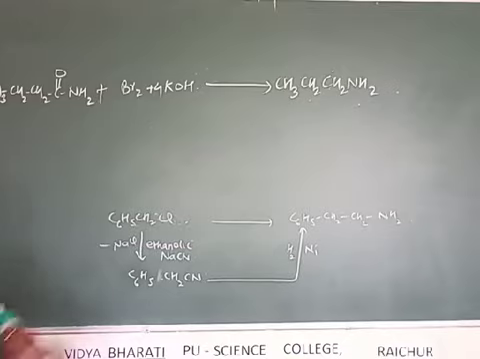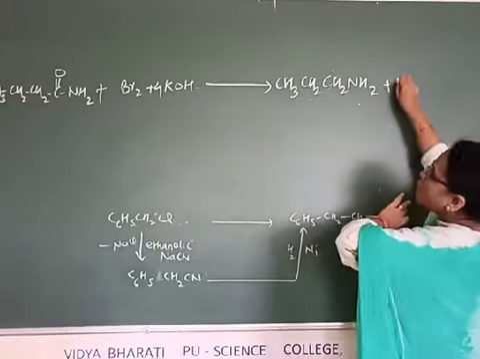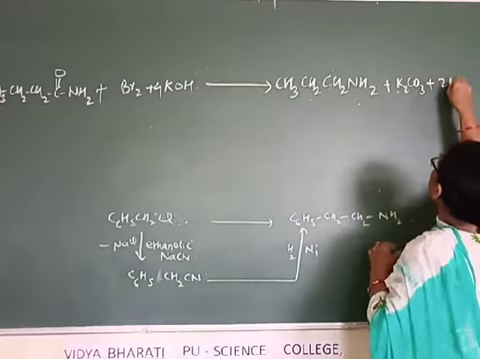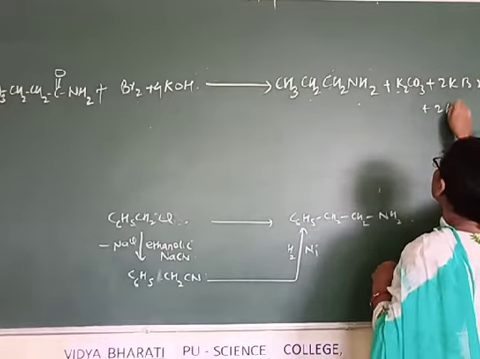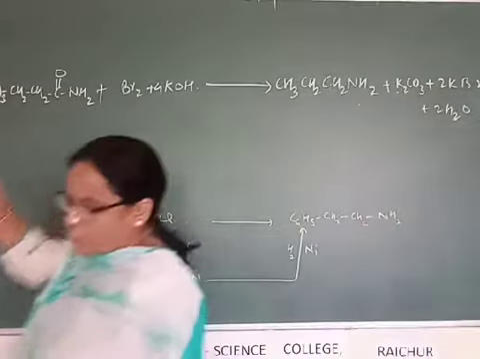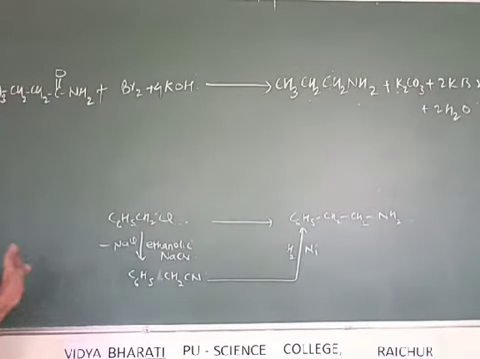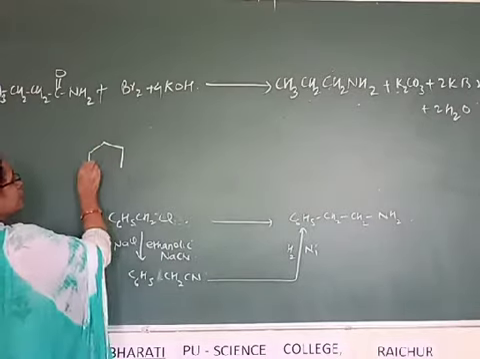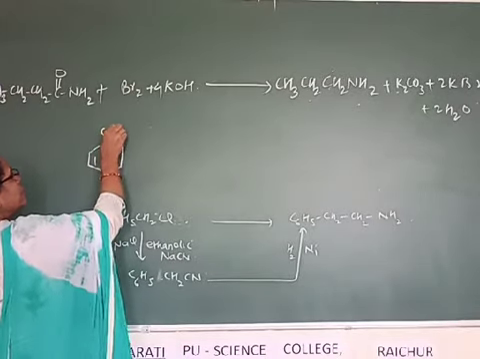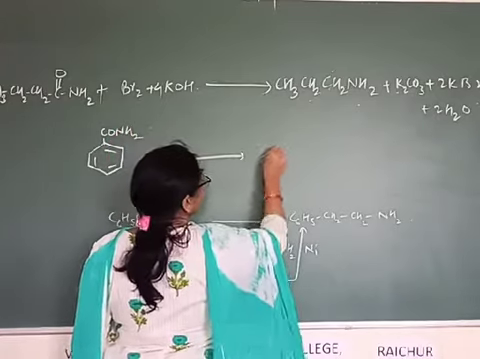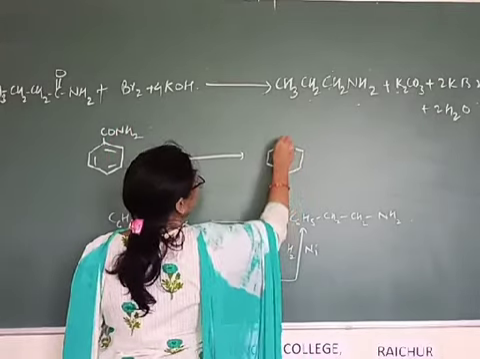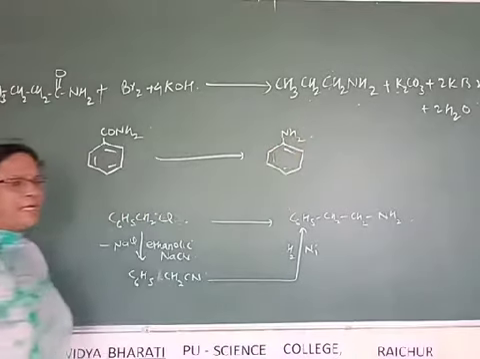Then there you will get K2CO3 plus 2KBr plus 2H2O. You can take NaOH or KOH, anything. Wherever it is NaOH, you can take KOH. Wherever it is KOH, you can take NaOH. Almost same function. Then the next one, the amine formed by the Hofmann degradation of benzamide. When benzamide is there, benzamide is C6H5CONH2. Then which amine will be formed? One carbon will be lost and we will get aniline.